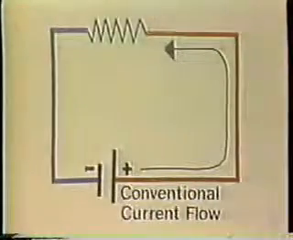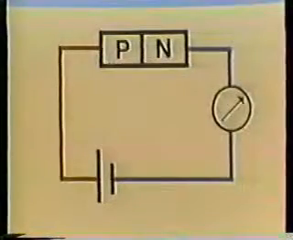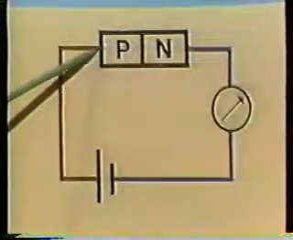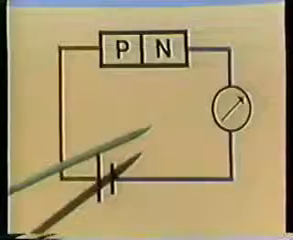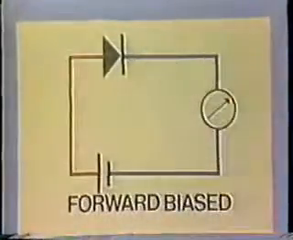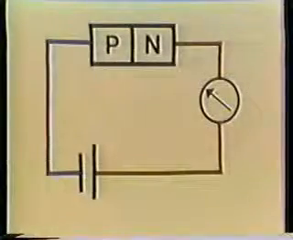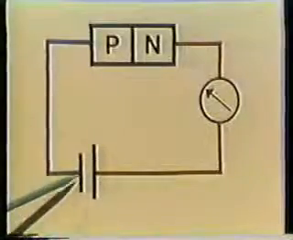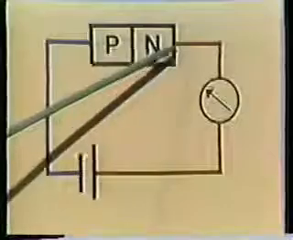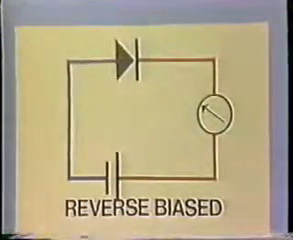If we return to the basic electronics for a moment, we remember that when the positive terminal of a battery is connected to the P-type material and the negative terminal to the N-type material, the diode will be forward biased and will conduct, or a large current will flow. If we reverse the battery and connect the negative terminal to the P-type material and the positive terminal to the N-type material, very little current will flow, and we say the diode is reverse biased.